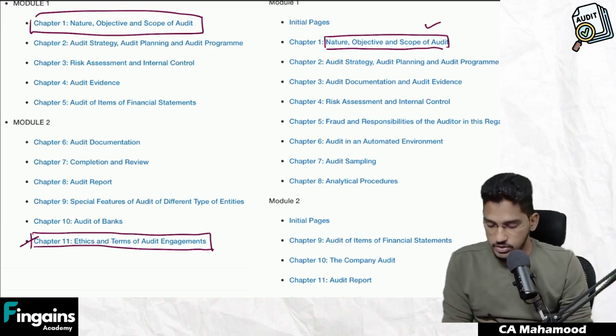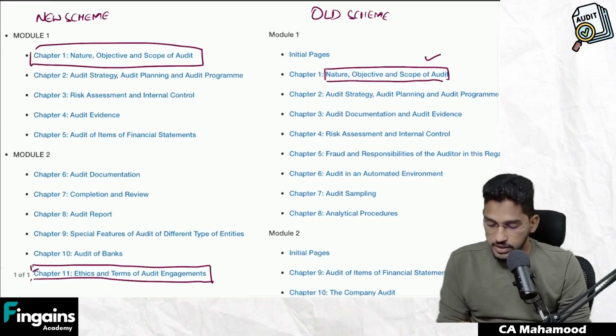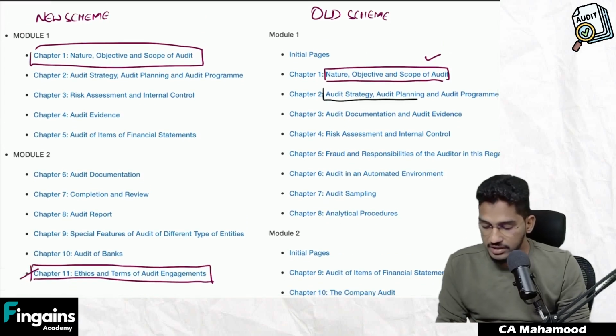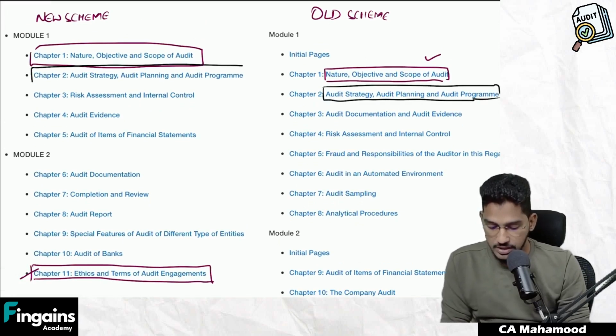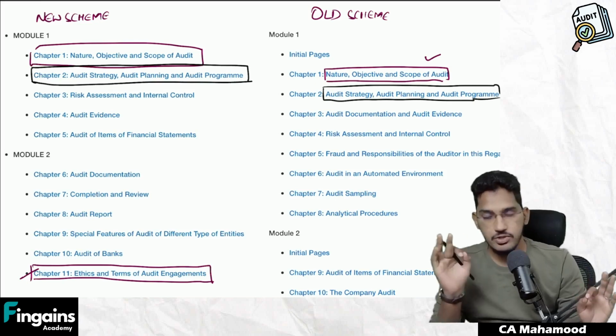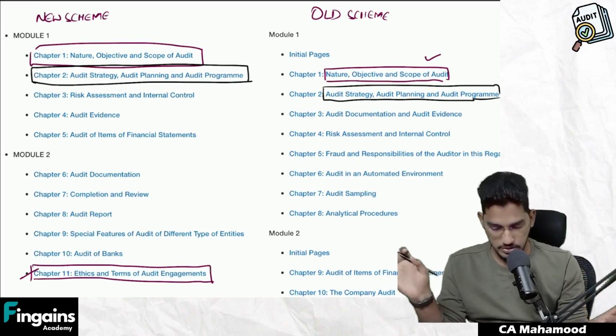Now coming to the next topic. Under the old scheme, we used to have a chapter called audit strategy, planning and program. That chapter remains the same. There is no change when it comes to this chapter, audit strategy, planning and program. This chapter is going to remain the same, with no significant changes.